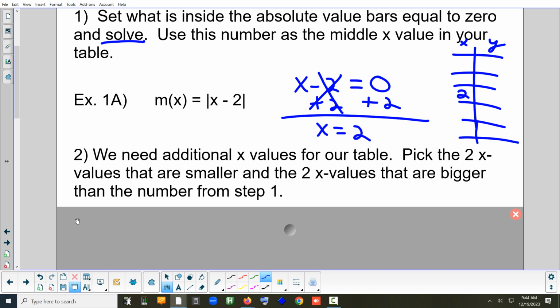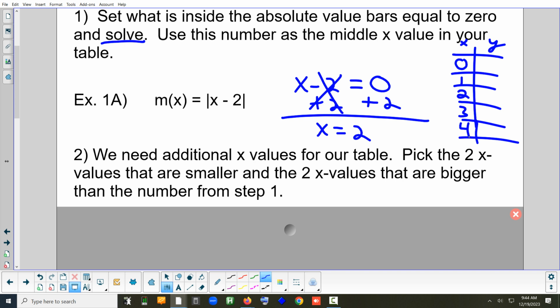So what's the next number down from 2? 1. And the next number smaller than that? 0. And then the next number bigger than 2? 3. And bigger than 3? 4. That's how you pick your X's today. Yesterday you could kind of do anything you wanted, but that's how you do it today.